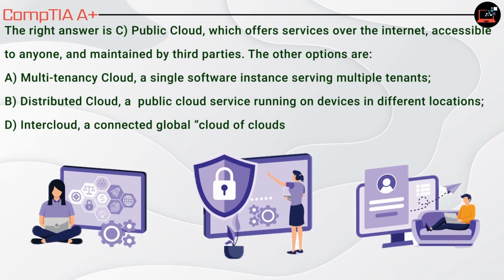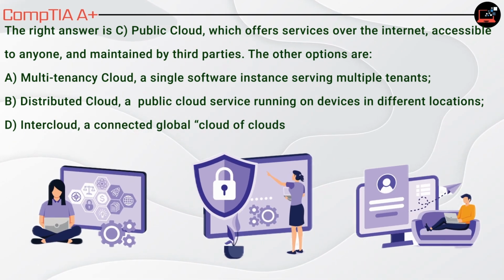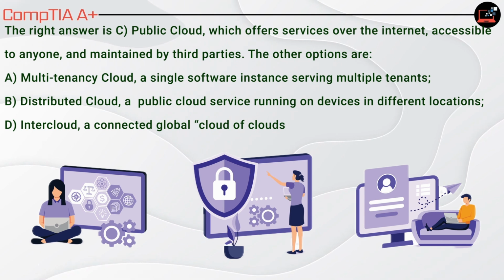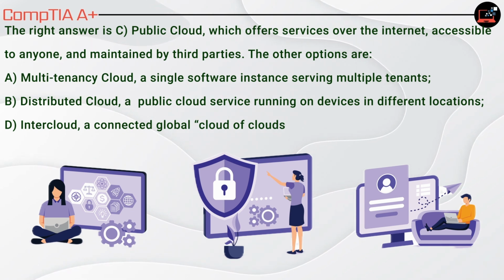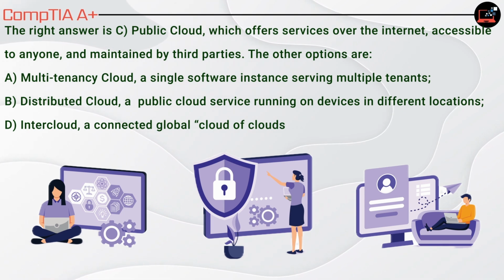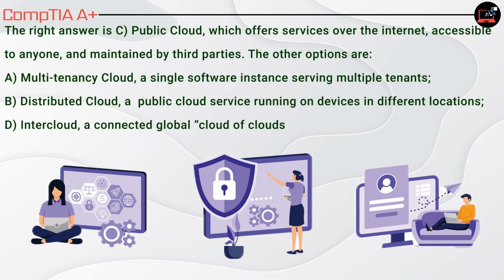The right answer is C. Public cloud, which offers services over the internet, accessible to anyone, and maintained by third parties. The other options are A. Multi-tenancy cloud, a single software instance serving multiple tenants. B. Distributed cloud, a public cloud service running on devices in different locations. D. Intercloud, a connected global cloud of clouds.